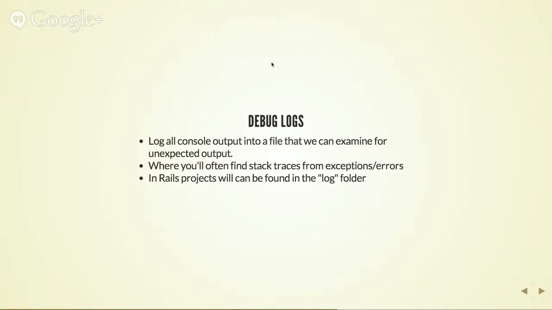It's where you often find the stack traces. And in Rails projects, it can be found in the log folder in your project folder. You probably haven't generally looked at it, but in there you'll find things like development.log and test.log, and if you're on a production system, production.log. And as you'd expect, that's the development output and the test output and that sort of thing.